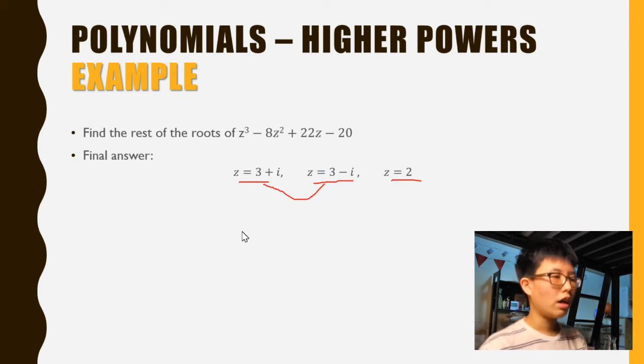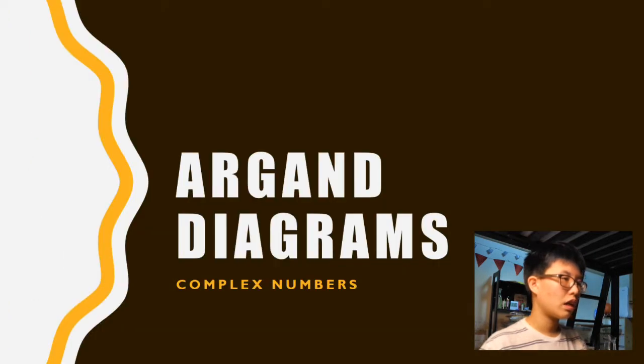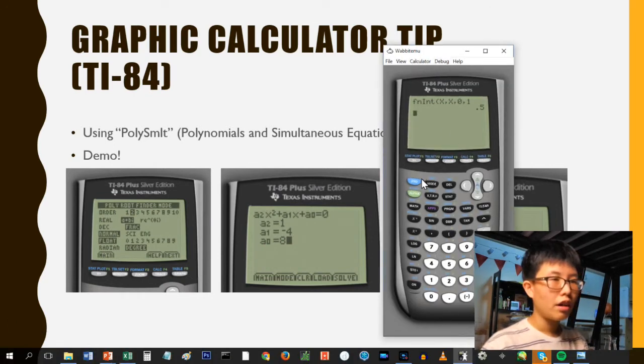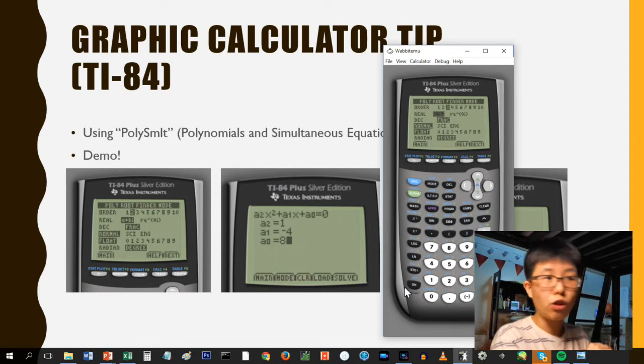Okay, so finally I'm going to show you a way to do this with your TI-84. So here's my TI-84, the emulator that is. What I can do is go to Polysymbol, then go to Polyroot Finder, and then go to a plus bi. It is very important to set this first, because otherwise it might just give you no answer, or exclude all the complex numbers from the answers.